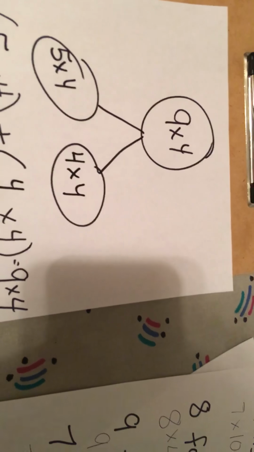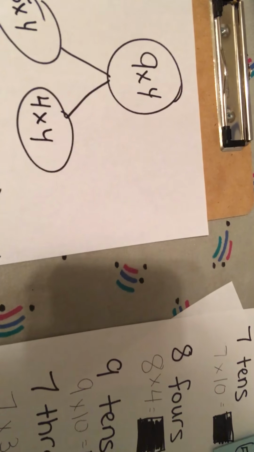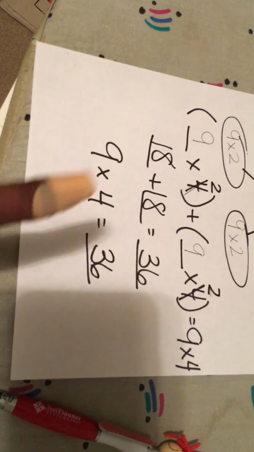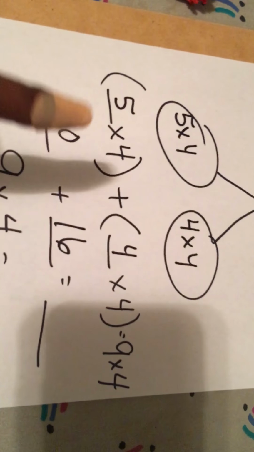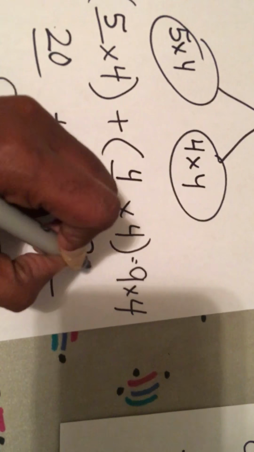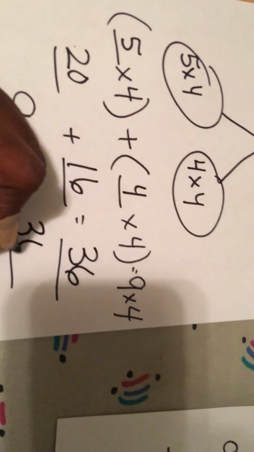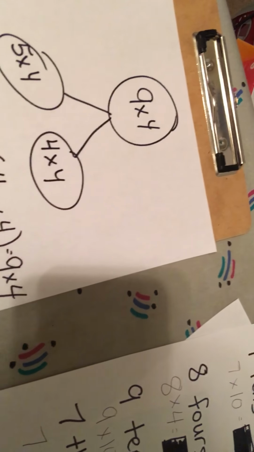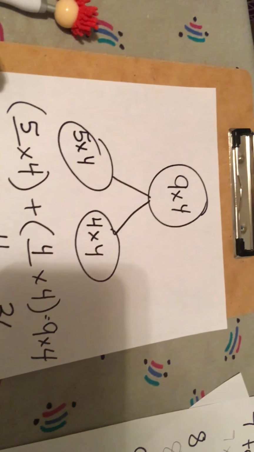5 times 4 is 20. 4 times 4 is 16. Well, notice that 18 plus 18 gives me 36, and 20 plus 16 gives me 36. So decomposing is a very important strategy to know when you are multiplying.